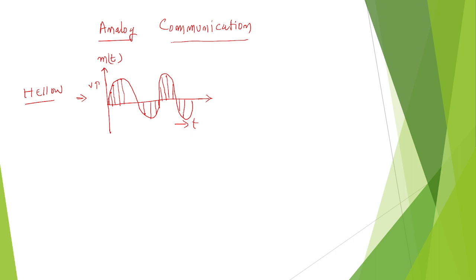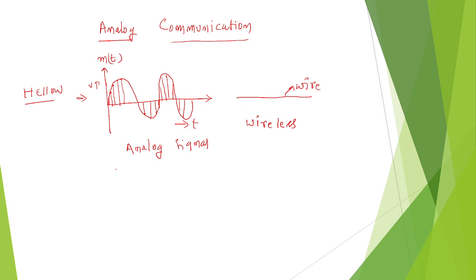If you transmit this analog signal directly through wire or wireless, then it is called analog communication systems. Of course, we can transmit through wire, or else wirelessly also we can transmit this signal. But if you transmit this analog signal directly, then it is an analog communication system.